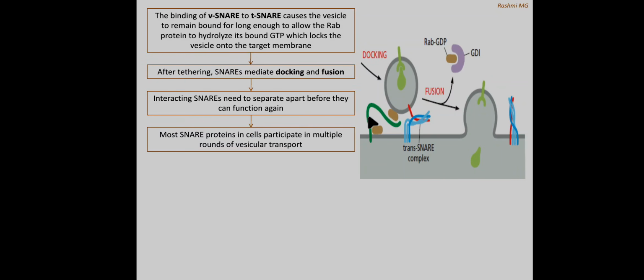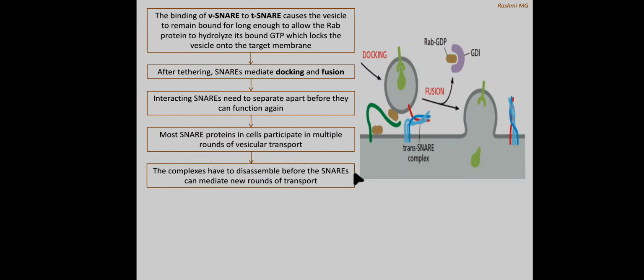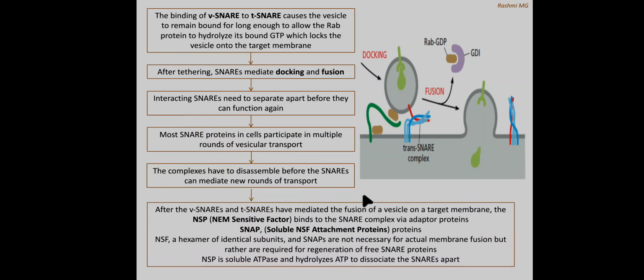Most snare proteins in cells participate in multiple rounds of vesicular transport. After fusion happens, the NSF, NEM sensitive factor, binds to the snare complex via adapter proteins, that is SNAP proteins, soluble NSF attachment proteins. NSF is a soluble ATPase and hydrolyzes ATP to dissociate the snares apart.